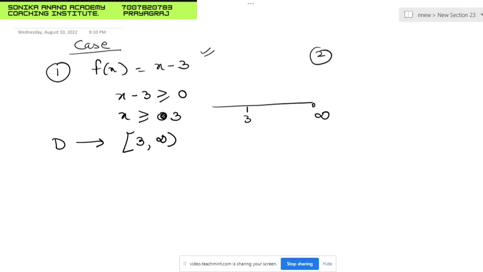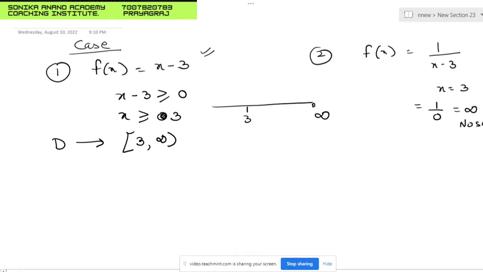Now, for example, we have another case: 1 upon x minus 3, let it be in the denominator. Then how will we write? If the value of x becomes 3, then it becomes 1 by 0 and it is infinity. So it has no solution. So we take x minus 3 equal to 0 when it is in the denominator.